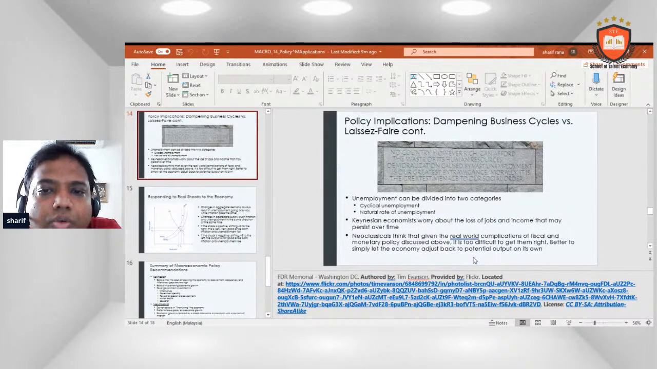Unemployment can be divided into two categories: cyclical unemployment and the natural rate of unemployment. Keynesian economists worry about the loss of jobs and income that may persist over time. Neoclassical economists think that, given the real world complications of fiscal and monetary policy discussed, it is difficult to get them right, but better to simply let the economy adjust back to potential output on its own.